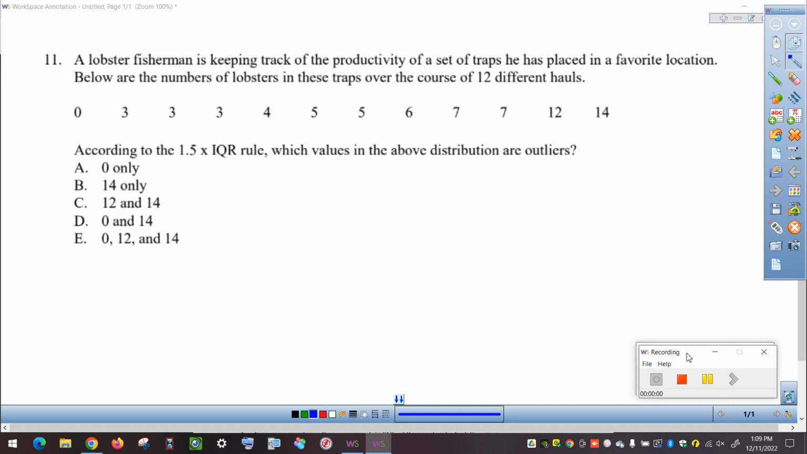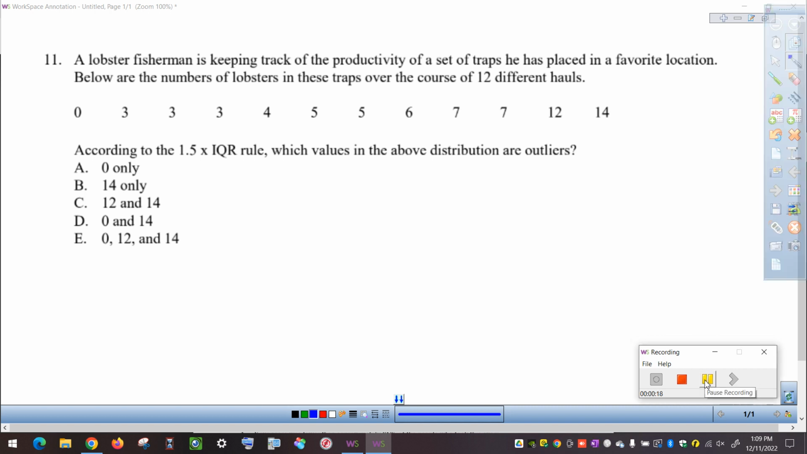A lobster fisherman is keeping track of the productivity of a set of traps he's placed in a favorite location. Below are the numbers of lobsters in these traps over the course of 12 different hauls. According to the 1.5 IQR rule, we're going to find what values in the distribution are outliers.